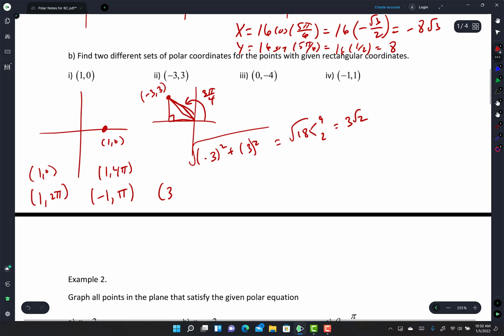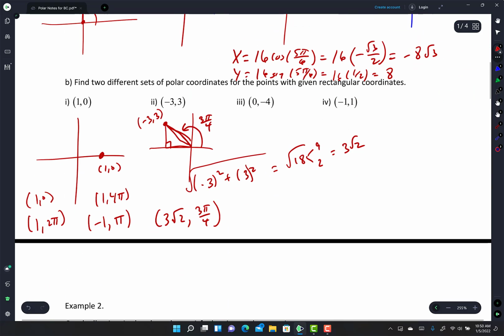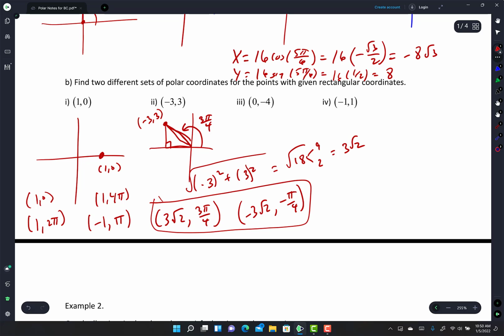So here we go. 3 square root of 2. Oh, someone tapped on the little bell. 3 square root of 2, comma 3 pi over 4. And I'm going to do a move like what they did here for this one. I'm going to say negative 3 square root of 2, comma negative pi over 4. And those are 2 of them right there.